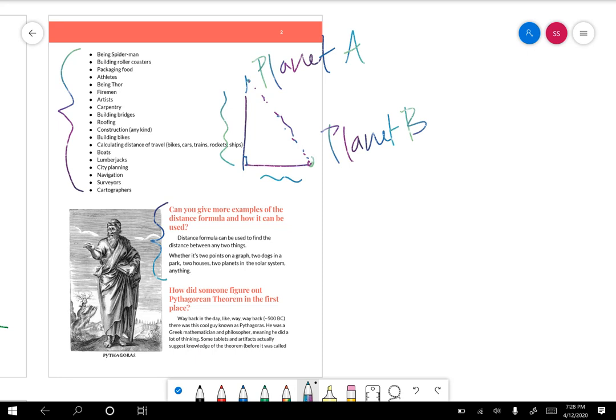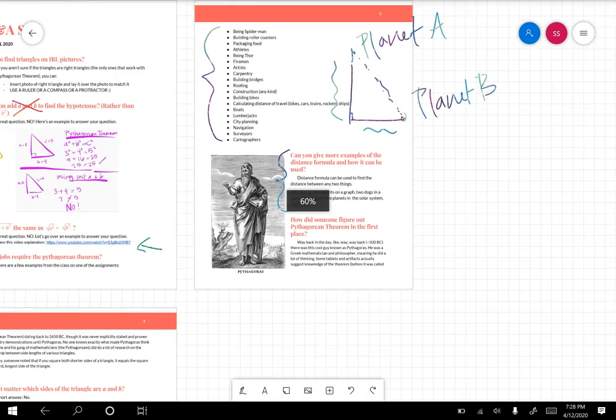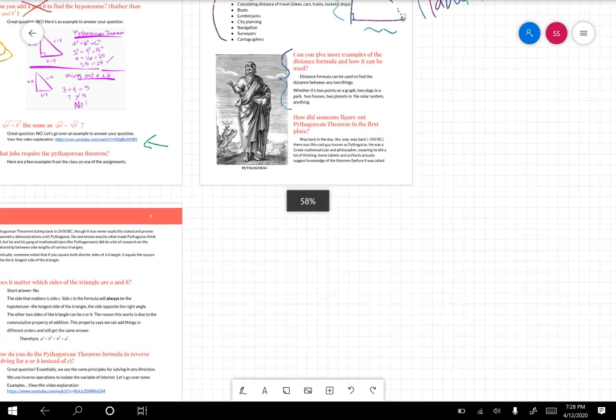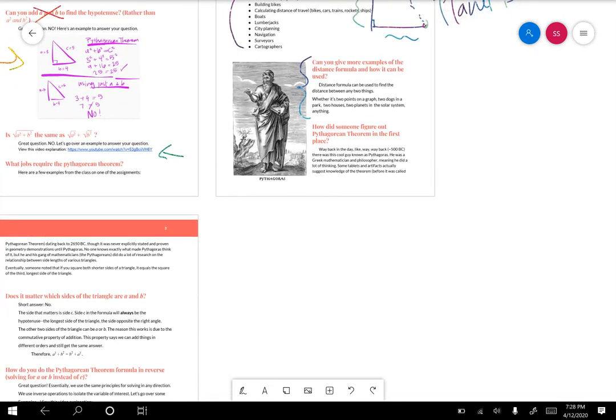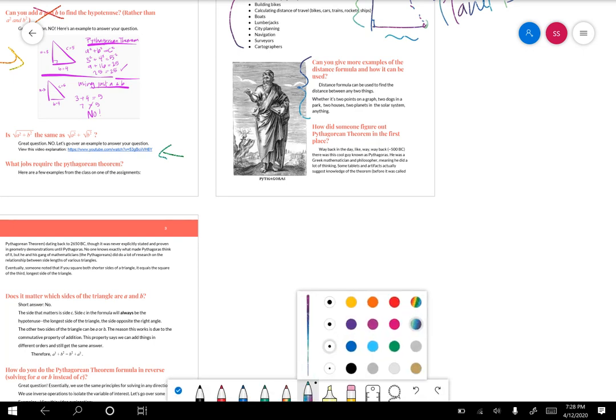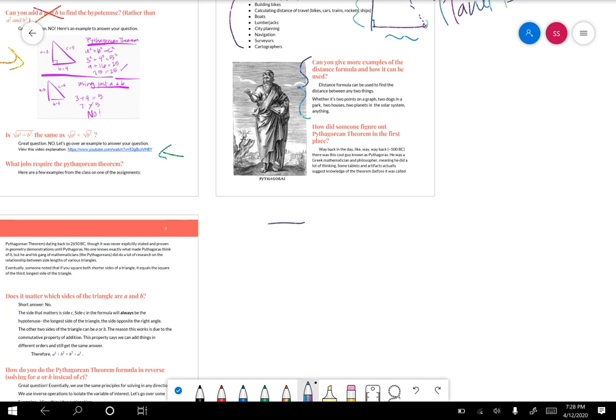How did someone figure out the Pythagorean theorem in the first place? That's a fantastic question. Okay, so way back when, there was this cool dude. His name was Pythagoras. He had a pretty freaking sweet beard, as you can see.